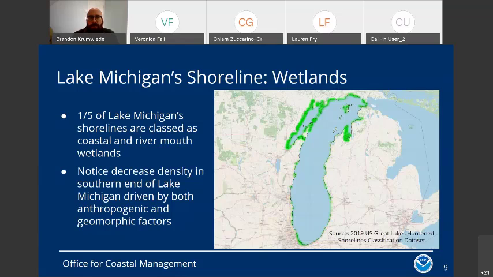And lastly, wetlands. That makes up another 1/5 of Lake Michigan shorelines. These are associated both with the shoreline and the river mouths as well. It's interesting here, as I mentioned, you see the majority of these located in the northern part of Lake Michigan. That's driven primarily by the geological and geomorphic settings, but also by anthropogenic factors. Thinking about the shoreline in Illinois and the built out environment associated with Chicago and the communities there, we start to see a decrease in the amount of wetlands present in these locations. Next slide.